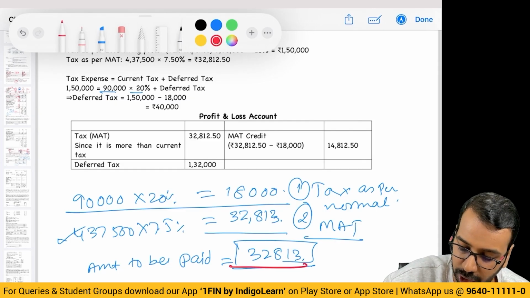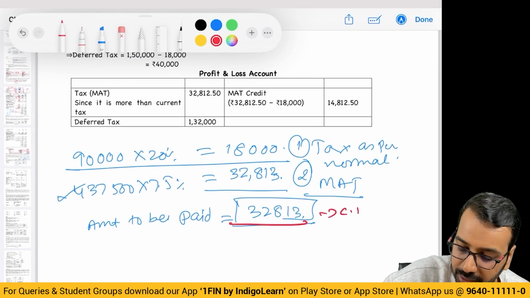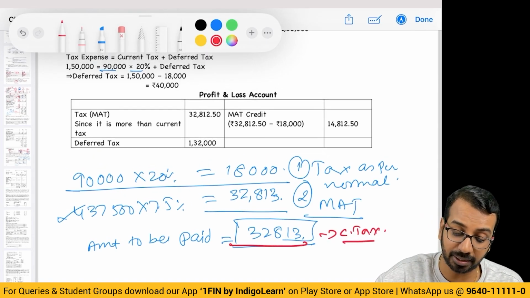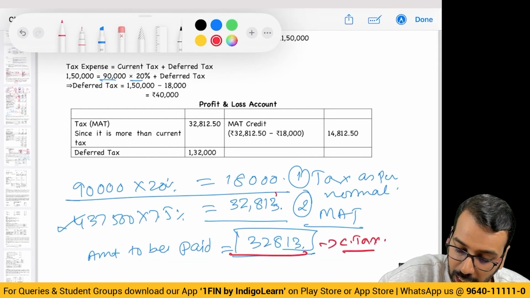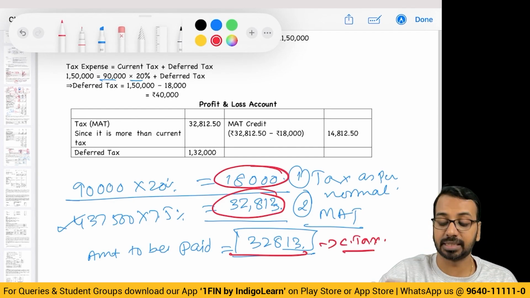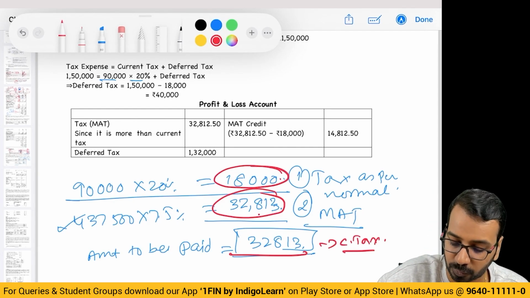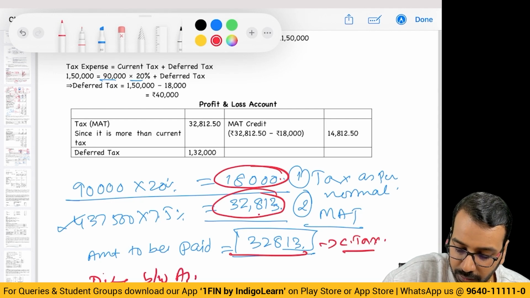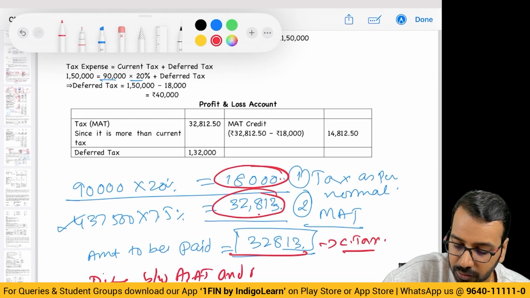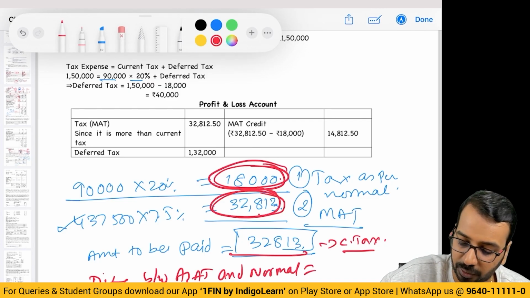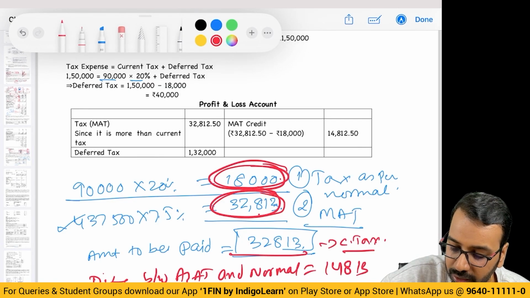I have paid 32,813. This becomes my current tax. Okay. Then out of this 32,813 and 18,000, the difference, 32,813 minus 18,000, the difference between MAT and normal tax, I get 14,813.